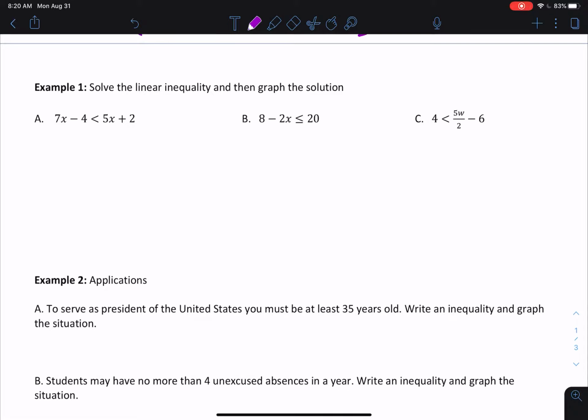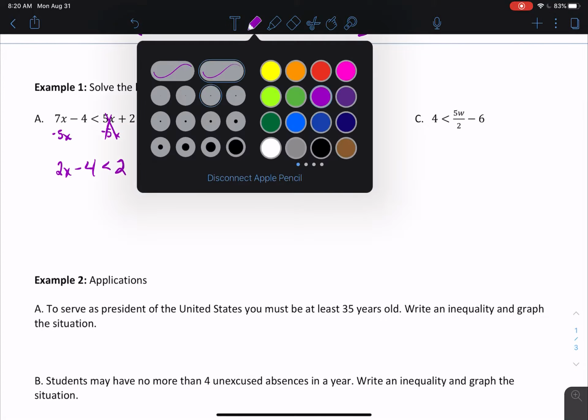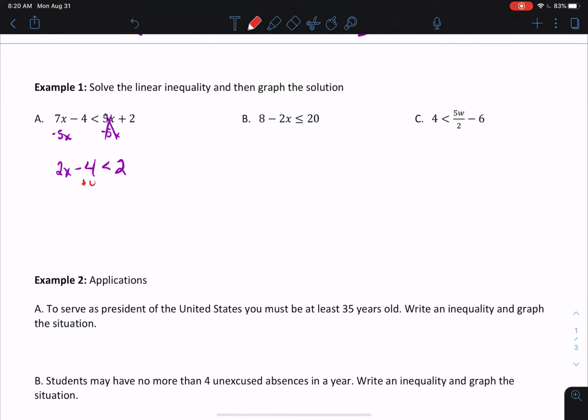All right, so I'm going to subtract 5x from both sides. So I've got 2x minus 4 is less than 2. Next up, I'm going to add 4 to both sides, and I'll get 2x is less than 6. Divide both sides by 2, and I'll get x is less than 3. So I solve for x. Notice, I did not multiply or divide by a negative, so I did not have to flip my sign. So x is less than 3.